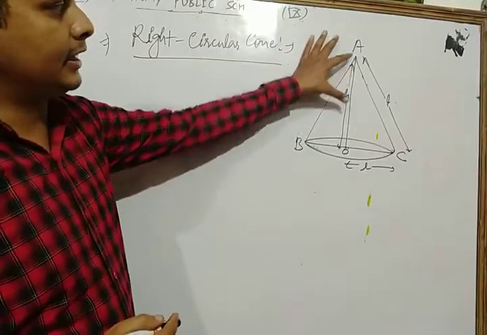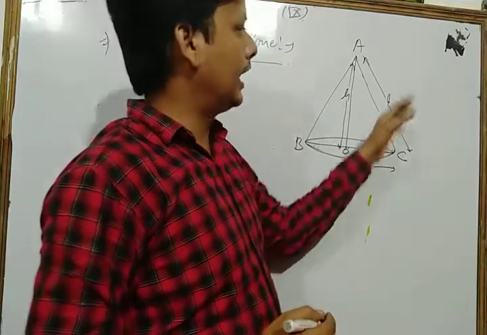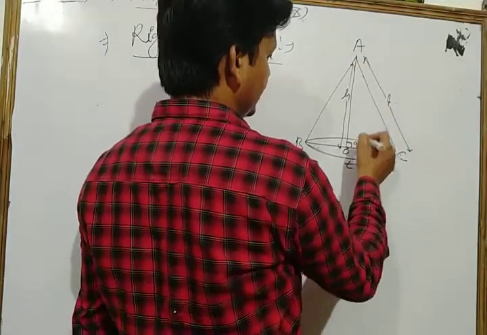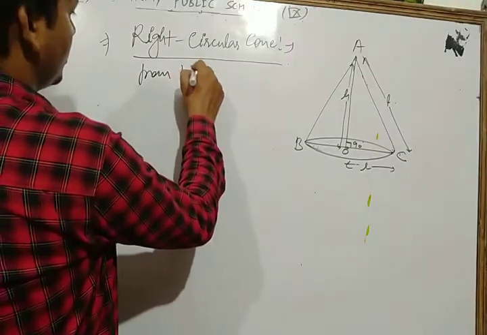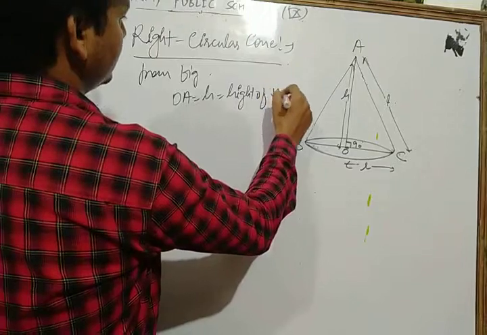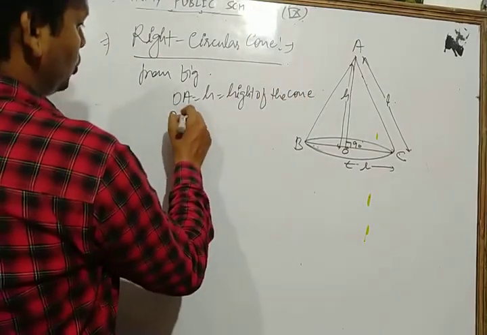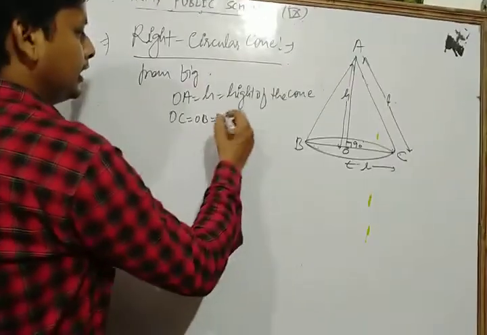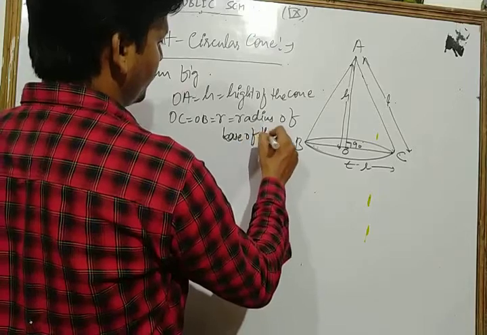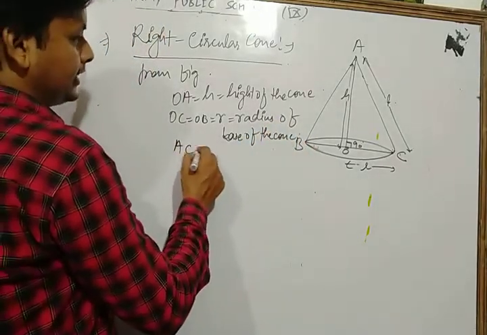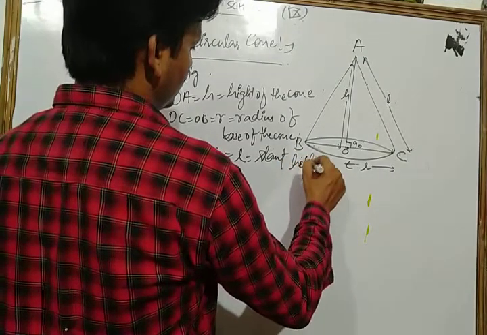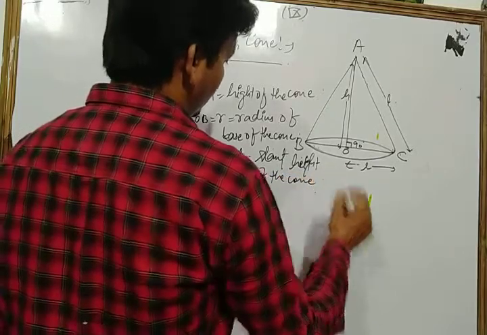Here H is its perpendicular height, R is the radius of the cone, and L is the slant height of the cone, and the angle COA is always 90 degrees. From the figure, OA is equal to H, this is the height of the cone, and OC is equal to OB, each equal to R, which is the radius of the base of the cone, and AC or AB is equal to L. This is the slant height of the cone.